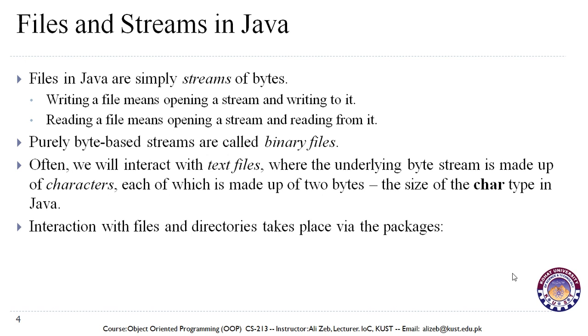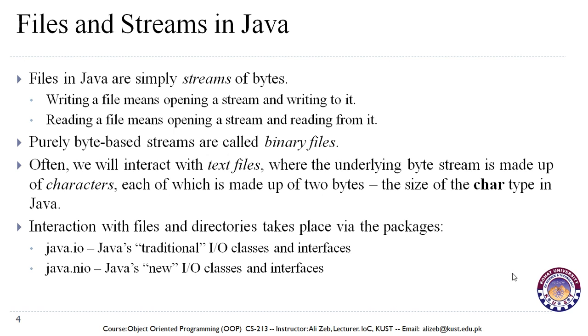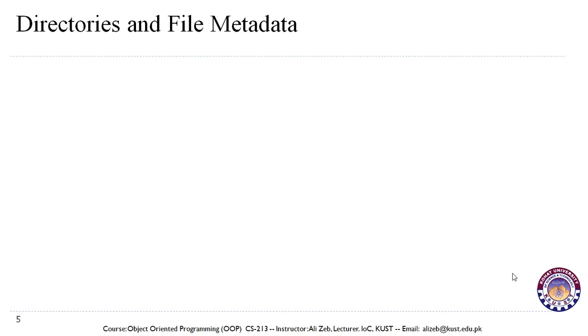Interactions with files and directories take place via packages. We have java.io, which is Java's traditional IO classes and interfaces, and then we have java.nio, which has Java's new input-output classes and interfaces.